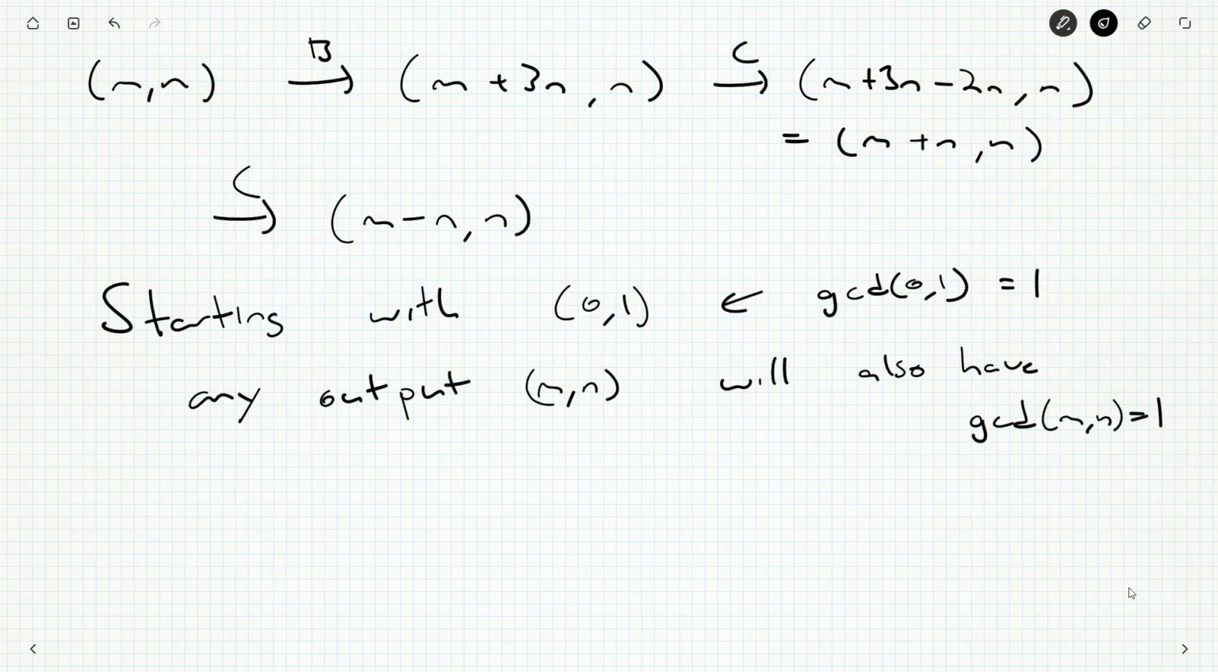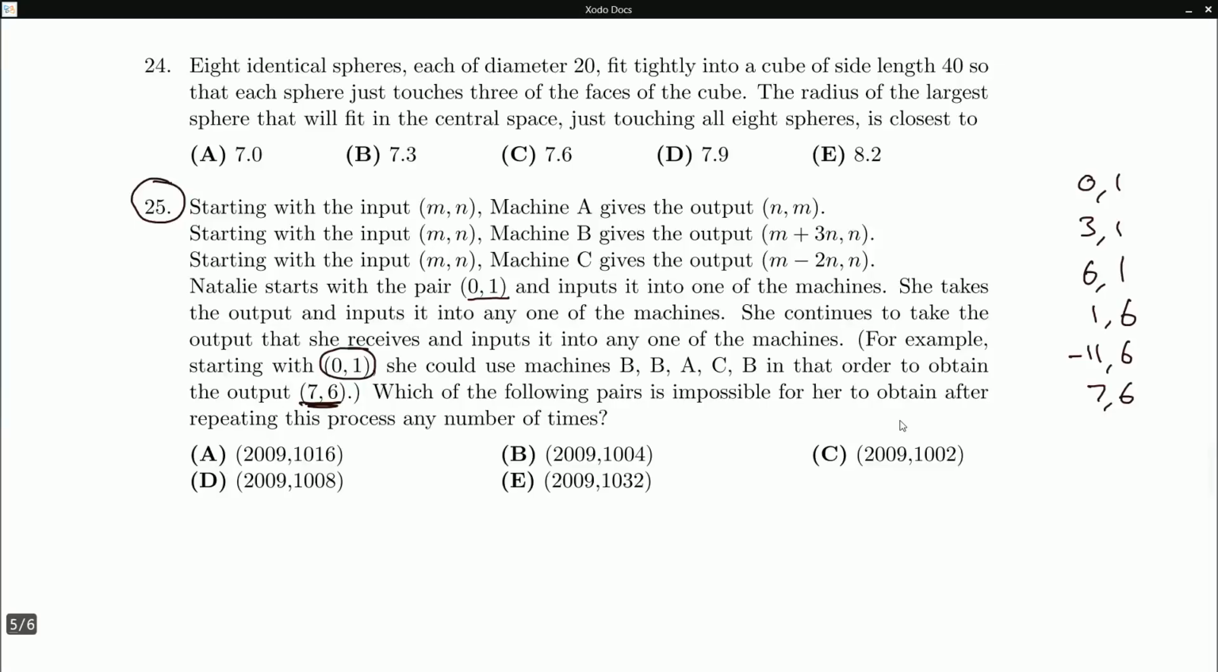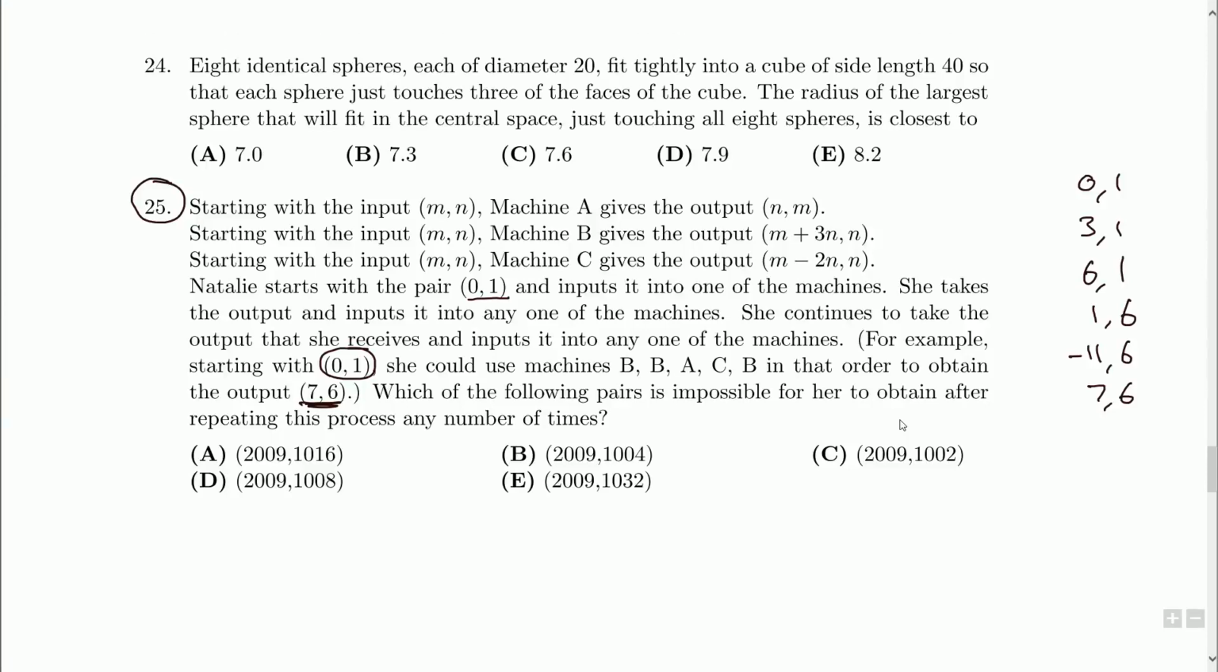So if you make this connection, you understand this rule, then you can say, okay, which of my answers doesn't have a greatest common divisor of 1? One thing we could do is say, well, hey, there's 2009 here. And 2009 is 7 times 7 times 41. I'm just going to double check that.